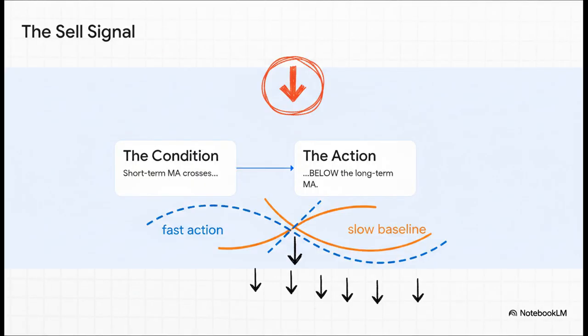And the logic here is the perfect mirror image of the buy signal. You're watching the exact same two lines, but this time you're looking for that fast action line to cross below the slow baseline trend. When you see that happen, it's a potential signal that a downtrend is starting.